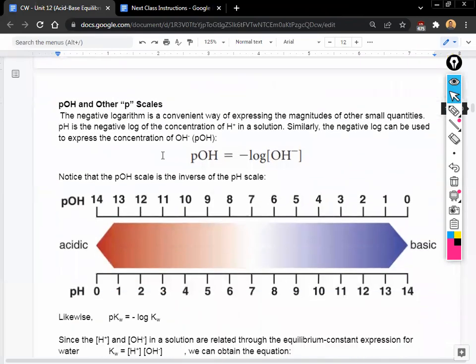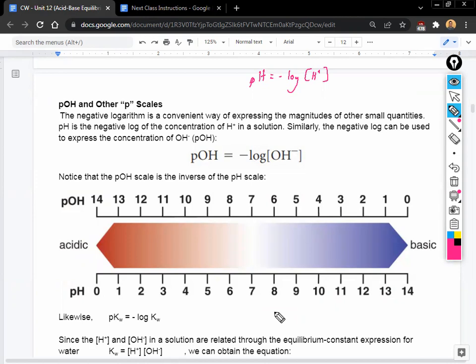Okay, so we're gonna look at some other P scales. So we have pH, which is the negative log of the concentration of H plus, right? We also have something called pOH, which is actually the one that I prefer. Can you guys guess why? It's me, Paul O. Okay, so that's the one I like. But pOH is the negative log of the hydroxide concentration. Okay, unfortunately, everybody tends to like pH more, so we'll use pH more.